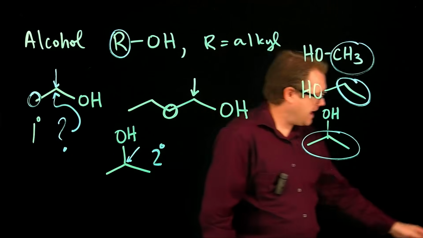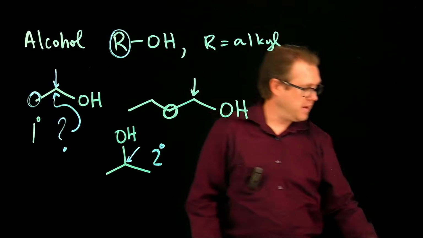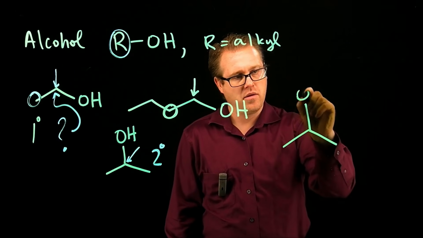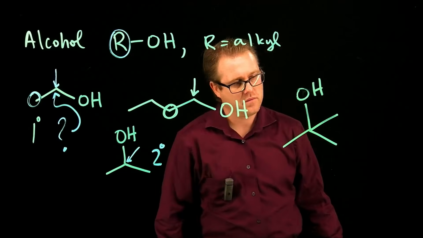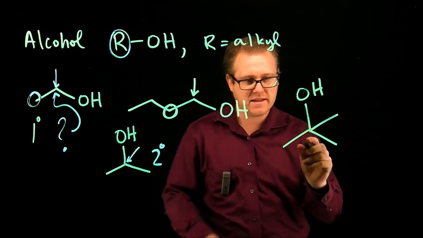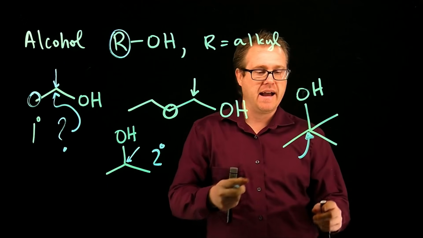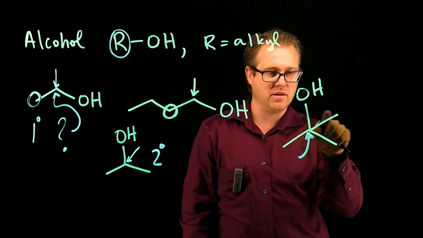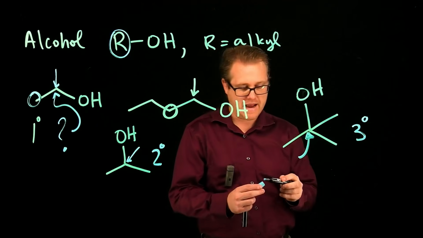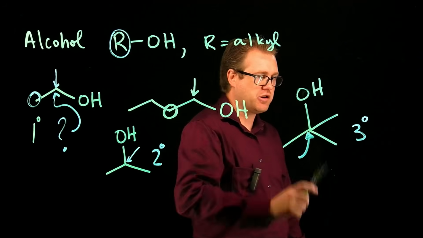Now what if I had an alcohol that looked like this? What type of alcohol is that? Same process. That's the carbon that's directly attached to the oxygen. And now we ask how many carbons are attached to that carbon. 1, 2, 3. So that makes that a tertiary alcohol. So we have primary, secondary, and tertiary alcohols.